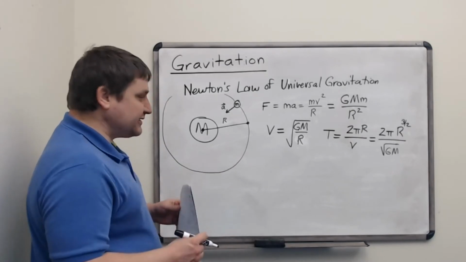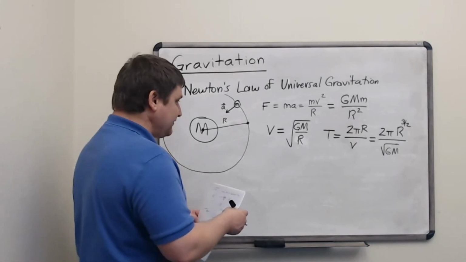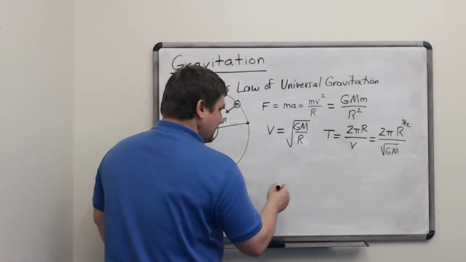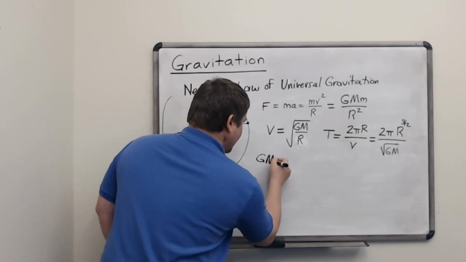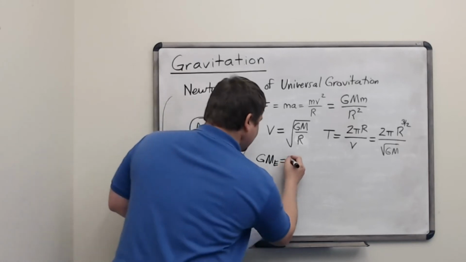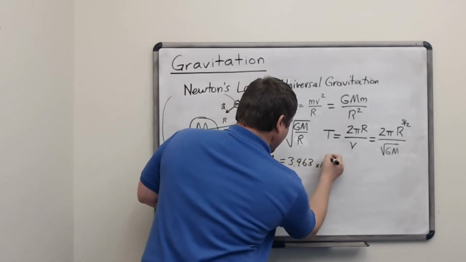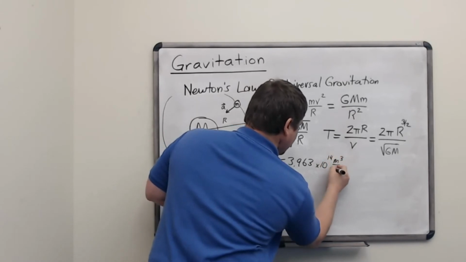A great object to test this on is the moon. We all know a bit about the moon, and we can measure some of the properties of the moon with ease. Remember that for an orbiting object around the Earth, the quantity GM was equal to 3.963 times 10 to the 14th meters cubed per second squared.